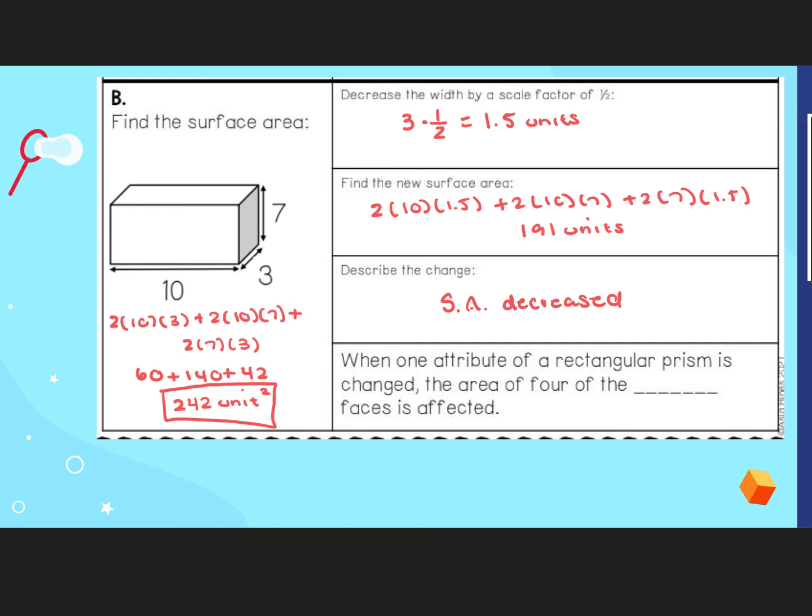And the last portion: when one attribute of the rectangular prism is changed, the area of 4 of the 6 faces is affected. All right. So now I want you to go ahead and summarize what you've learned from today's lesson, and then we're going to do some practice problems as well at the end of your notes.